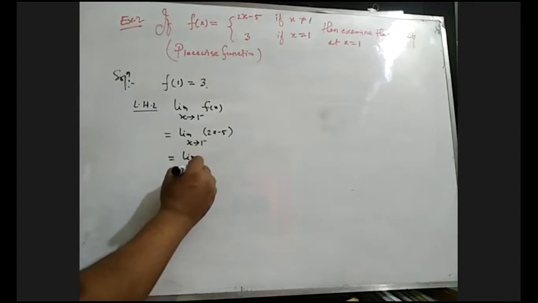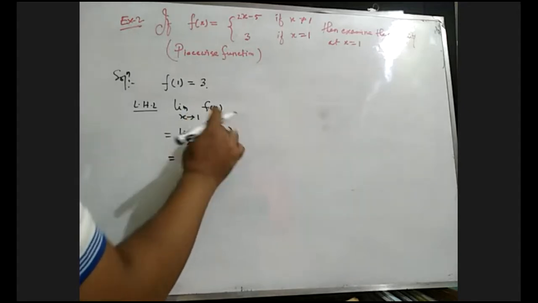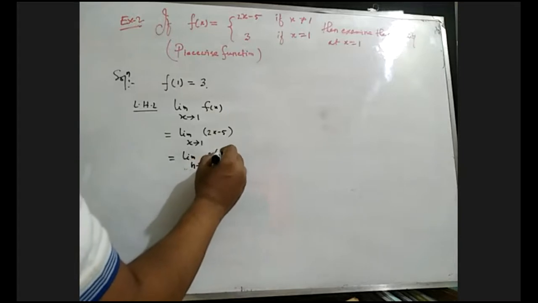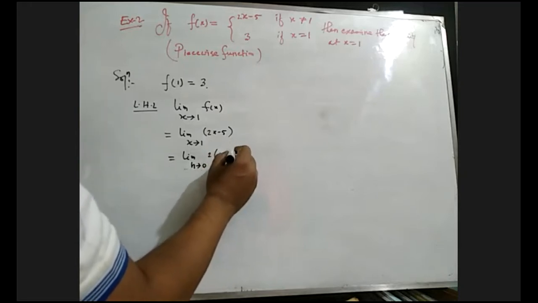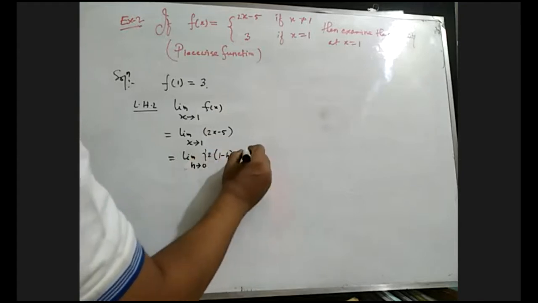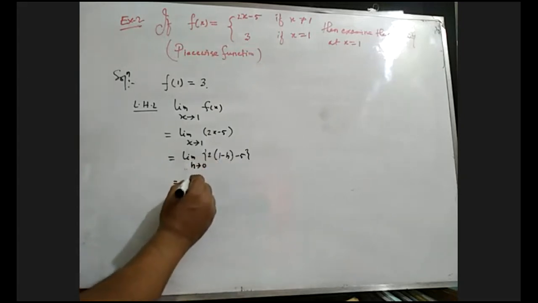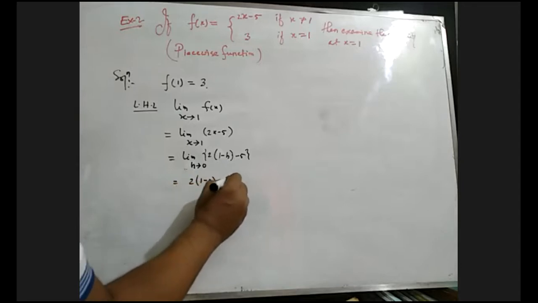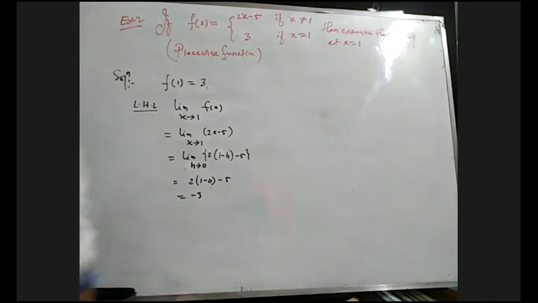If we convert it using x equals 1 minus a, where a tends to 0, we get 2 into (1 minus a) minus 5. So if we put a equal to 0, then what will be the value? Minus 3, right?